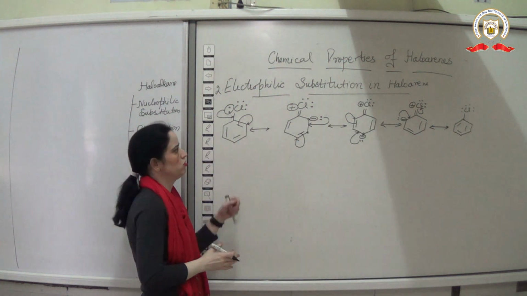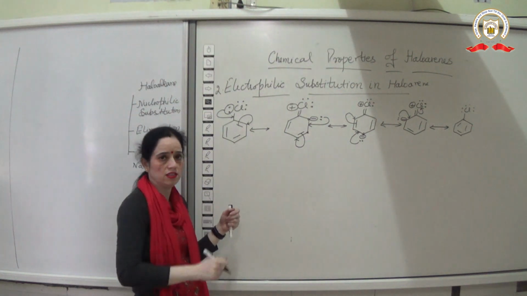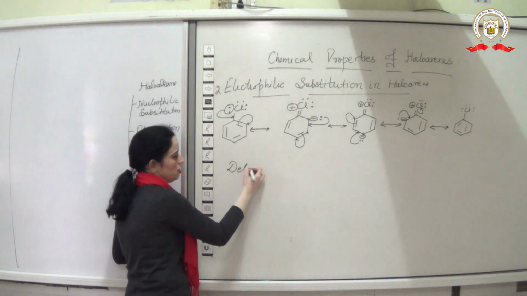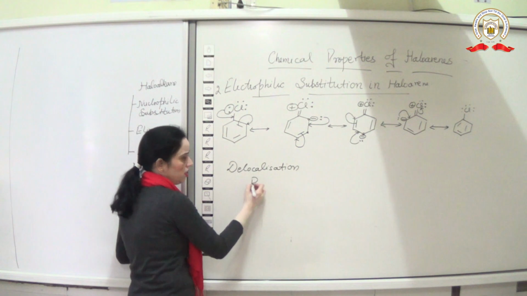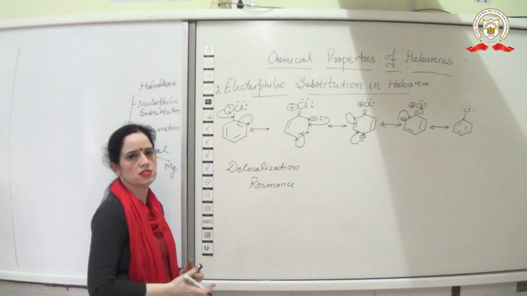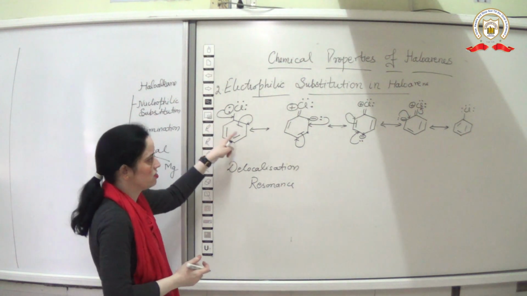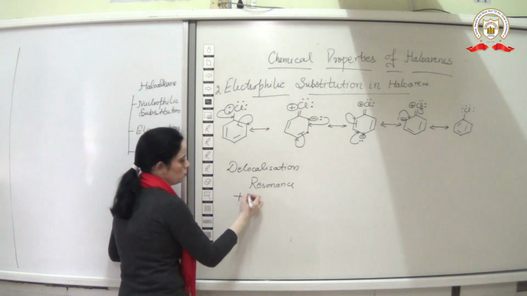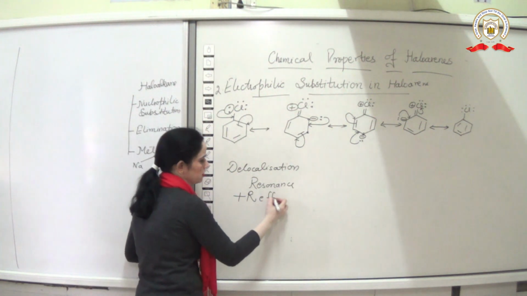A number of times the student asks that there is no difference. What we are doing is we are rotating the electrons here and there. But this rotation of electrons is actually the delocalization. Delocalization gives rise to the resonance effect. And what does the resonance give? The resonance gives the structure stability. And when this type of resonance takes place towards the conjugated structure, this resonance is known as plus R effect.